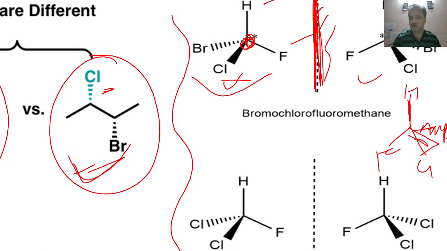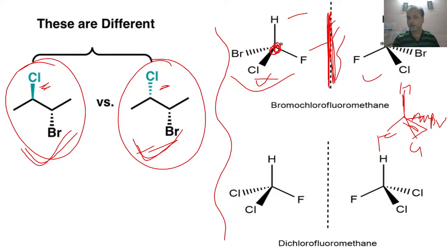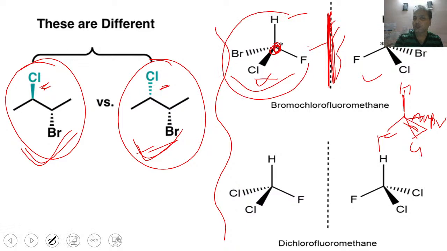Both compounds are mirror images of each other, perfectly fine, but do they superimpose on each other or not? It is not going to superimpose. Why? Because this fluorine will come at this place, this chlorine will come at this place, and bromine is at a different place. So both compounds are non-superimposable mirror images.